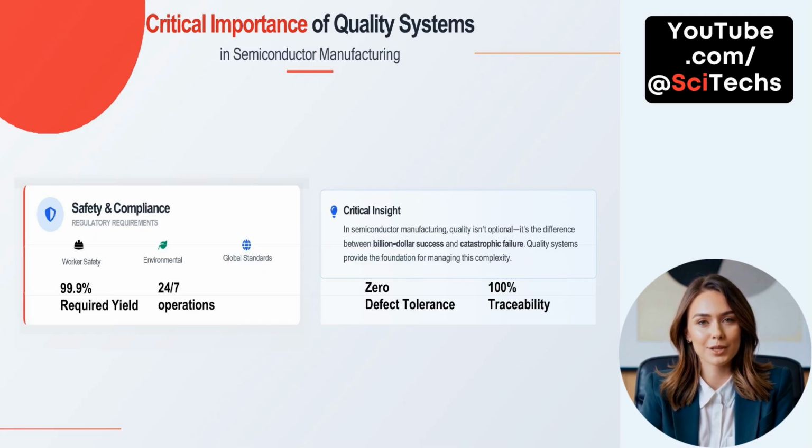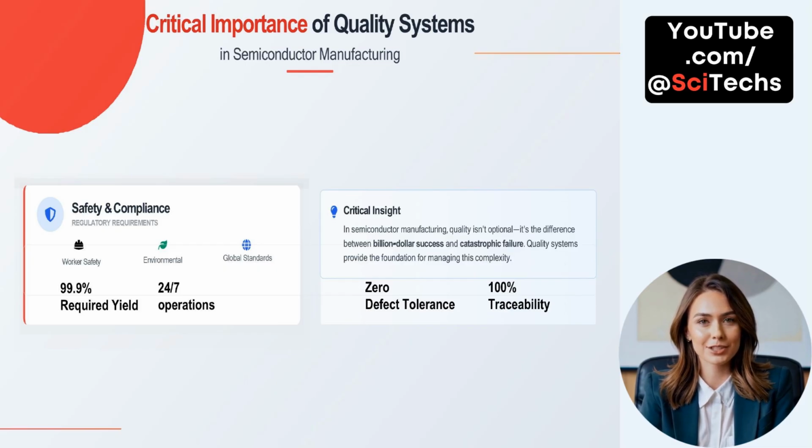Critical importance of quality systems, continued. Safety and compliance are essential pillars of semiconductor manufacturing. Quality systems ensure adherence to strict regulatory requirements that protect worker safety, uphold environmental standards, and conform to global benchmarks. Operations often run 24/7, demanding sustained performance and safety with no margin for error. A required yield of 99.9% reflects the industry's need for nearly flawless execution.